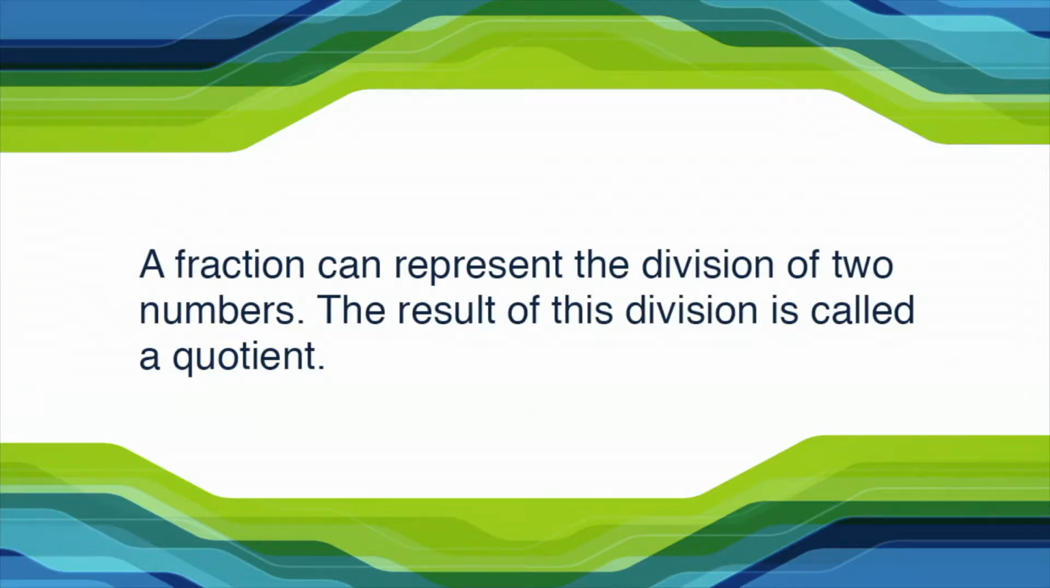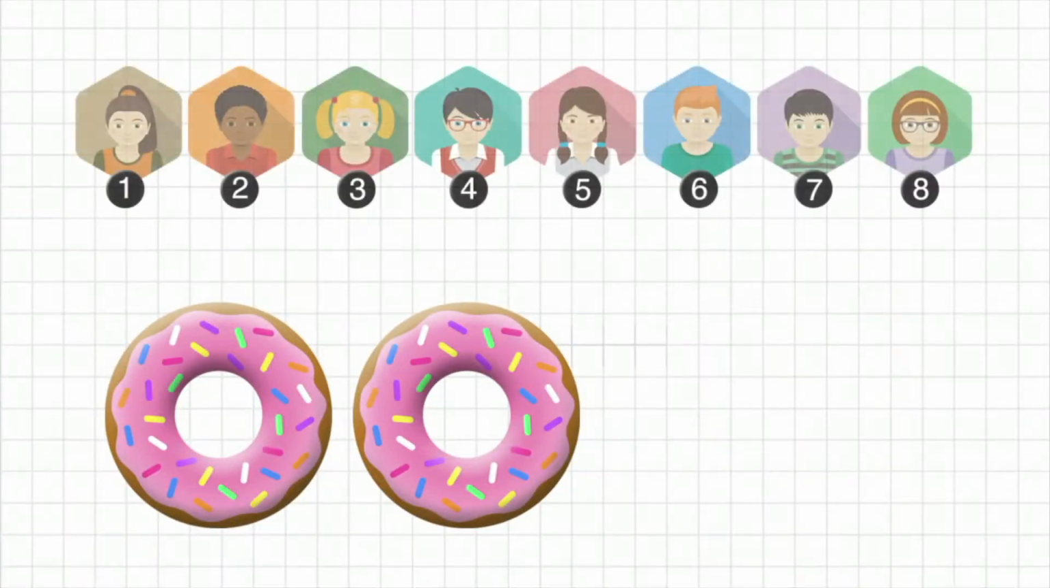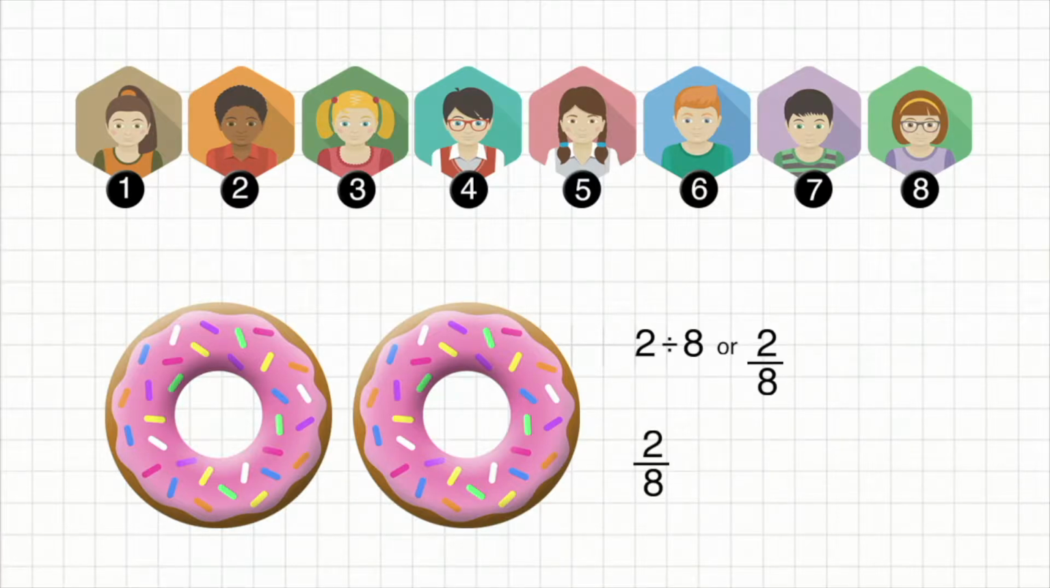The result of this division is called a quotient. If there were 2 donuts and 8 people were equally sharing the donuts, each person would receive 2 divided by 8, or 2/8 of a donut. This example shows how fractions can be simplified, since dividing both numbers by 2 gives 1/4. That is, each person gets 1/4 of a donut.